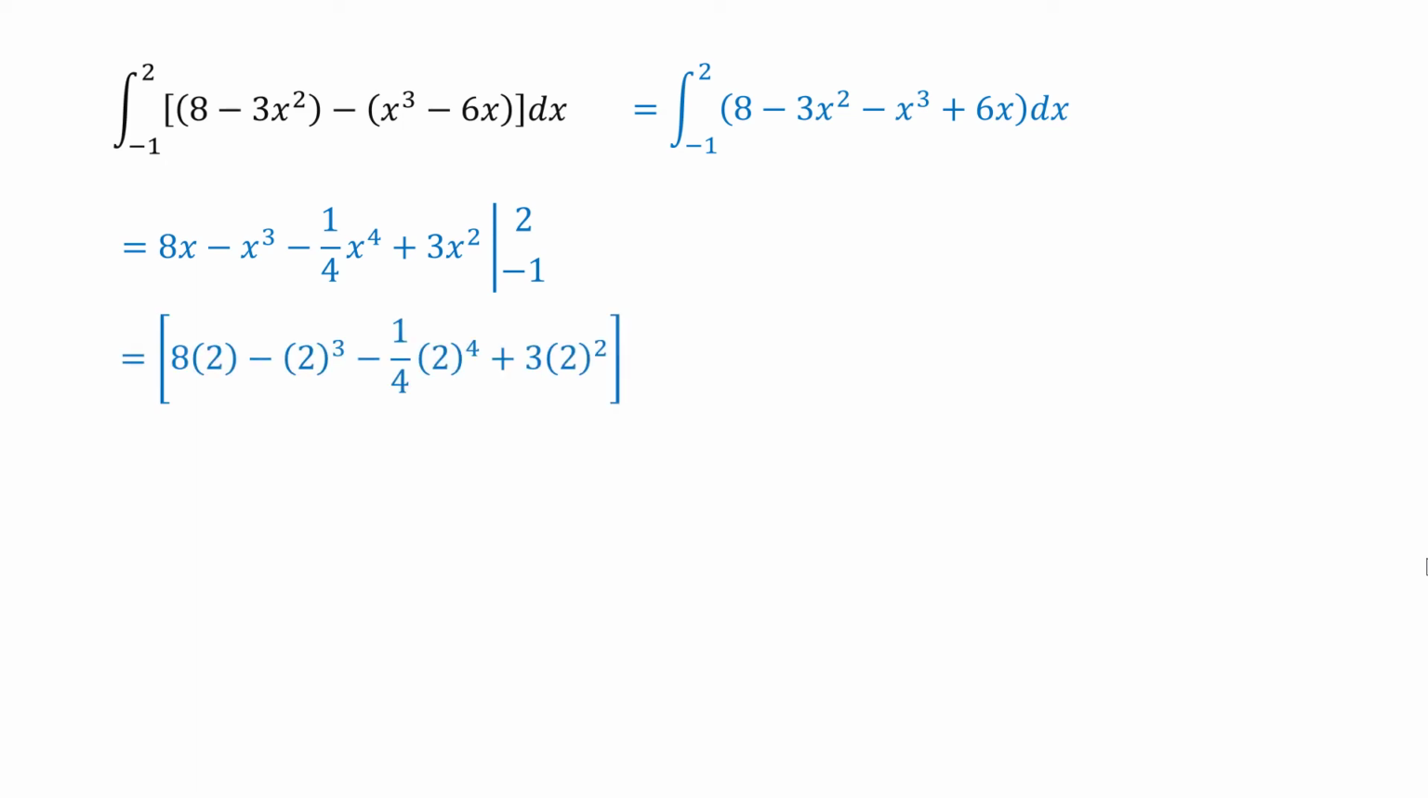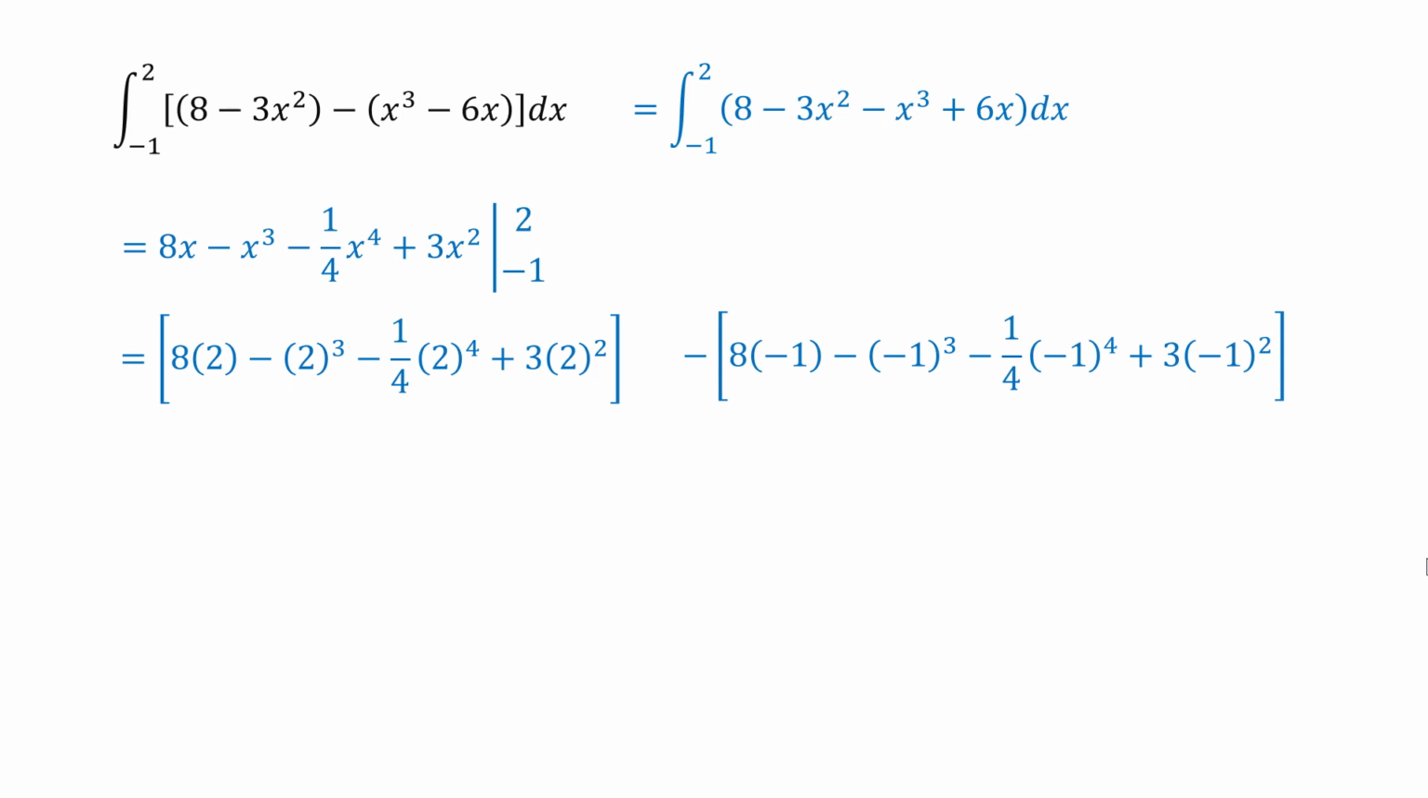That means we're going to put the 2 in every place there's an x. That'll be 8 times 2 minus 2 cubed minus 1/4 times 2 to the 4th plus 3 times 2 squared. We'll subtract, evaluating at -1. So you're going to have minus, 8 times -1 minus -1 cubed minus 1/4 times -1 to the 4th plus 3 times -1 squared.